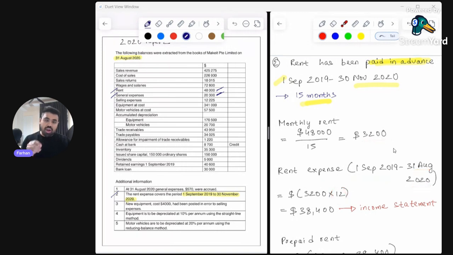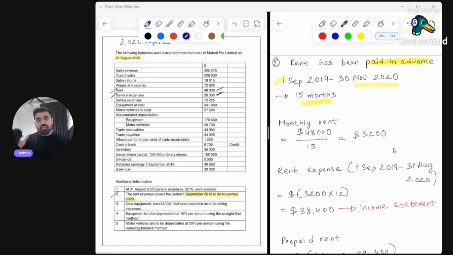And altogether, the rent expense for the 12 months is $38,400. This is the amount for rent expense which you will report in the income statement. Okay? All right, so we understand we had $48,000 originally, which we picked from the list of balances we were given. But based on our calculations, we understand that $38,400 is the actual rent expense that we have consumed or incurred for the financial year ending 31st of August 2020.